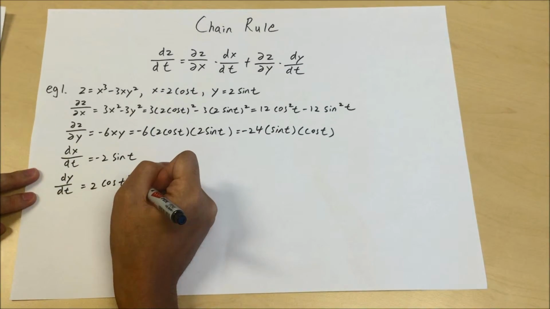Now we solve for the remaining unknowns of the chain rule, which is dx over dt and dy over dt, by differentiating x equals 2 cosine t with respect to t to get negative 2 sine t, and differentiating y equals 2 sine t also with respect to t to get 2 cosine t.